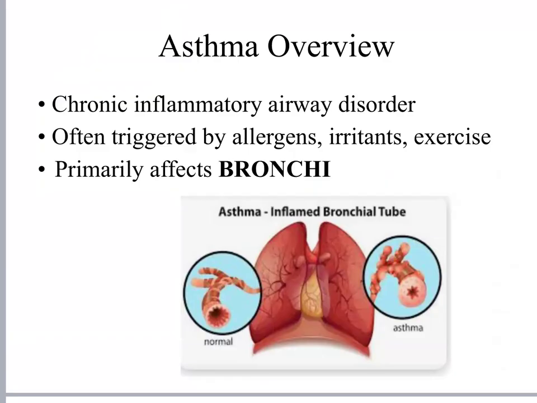So, a little bit about asthma. I would bet all the money in my bank account that I have at least some of you who are listening who have asthma or experienced asthma as a child. It is a chronic inflammatory airway disorder. It is often triggered by allergens, irritants, exercise, and it primarily affects the bronchi. It can affect the bronchial tube, but it affects the bronchi.